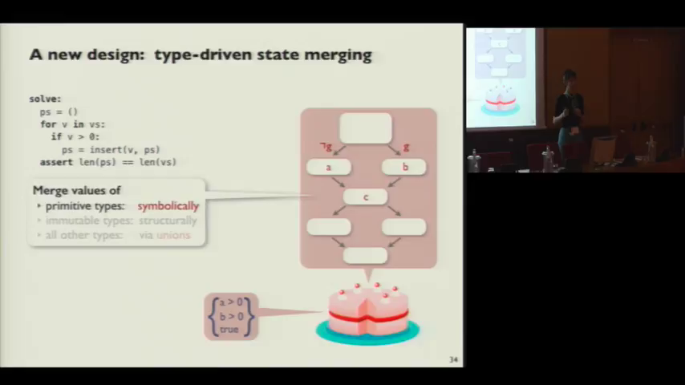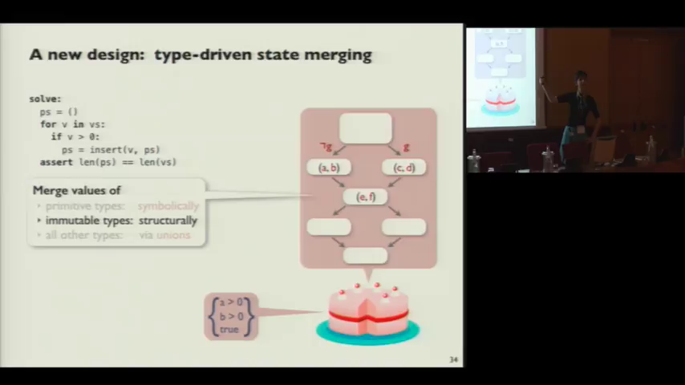The difference is what happens when we get a complex value, let's say a list. The way that these two are merged is if we have two values of non-primitive types that have the same shape, we're going to merge them in such a way that the output is also concrete. So if we have two lists of the same length, we're going to merge A and C to get E and B and D to get F. So the output of this process is still a concrete list. It's a concrete list with symbolic elements, but it's not a symbolic list.